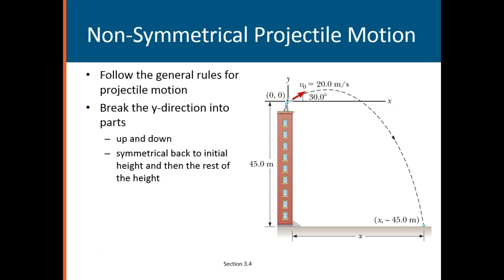A ball is thrown upward from the top of a building at an angle of 30 degrees. So you see they've got this angle correct for us so far. 30.0 degrees above the horizontal with an initial speed of 20 meters per second. That's your V sub 0 in that direction, as shown in this figure. The point of release is 45 meters above the ground.